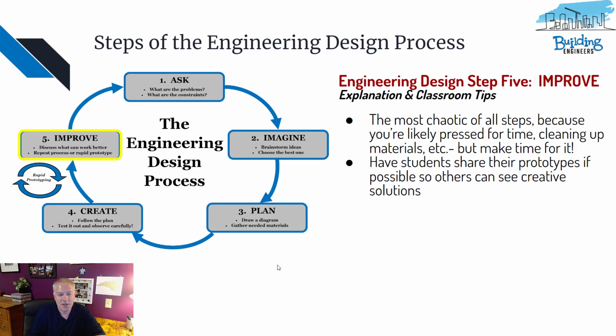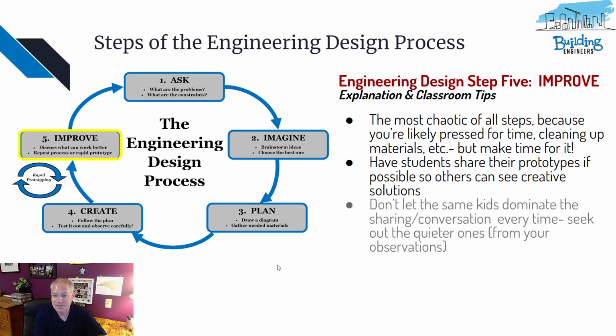The other thing I want to mention here is you see this little rapid prototyping mini loop. A lot of times this improve stage is embedded with the create stage. What I mean by that is as your students are creating their first attempts and they're not going well, they are improving as they go. So a lot of times you get this mini stage here where they create, improve, create, improve, create, improve, and they go back and forth as they do the task. And that's totally normal as you do this process.